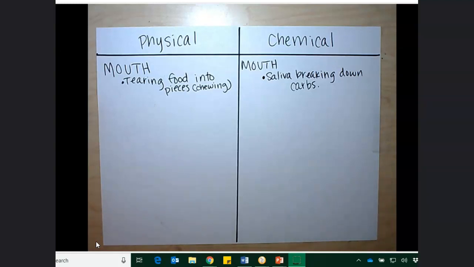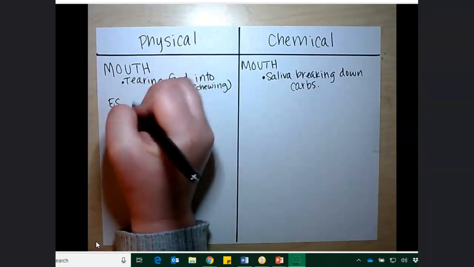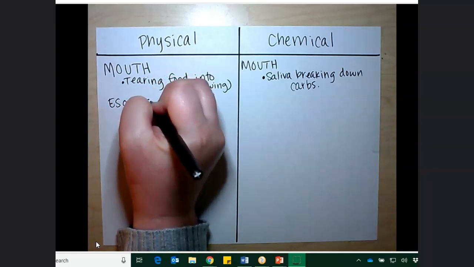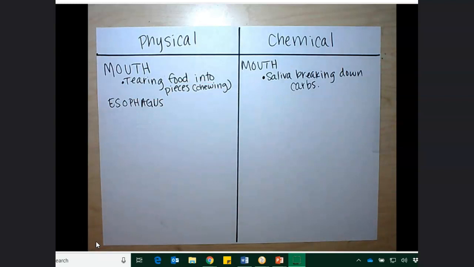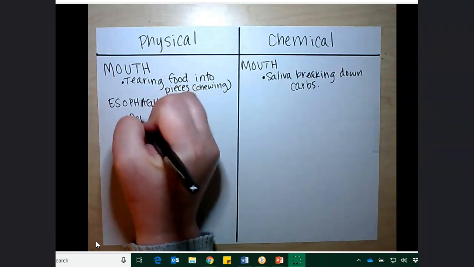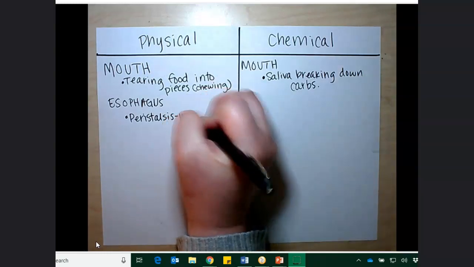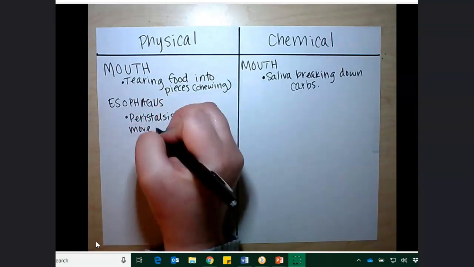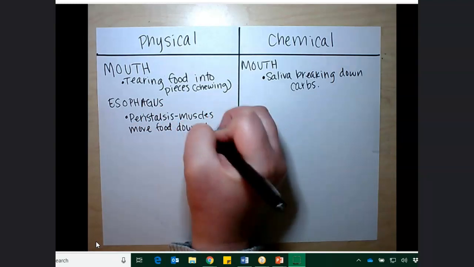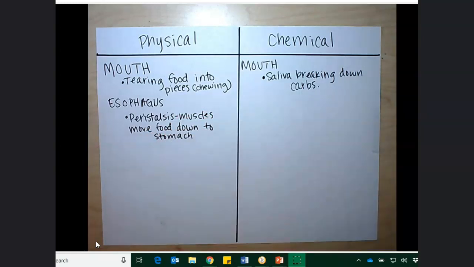Okay. The next thing is in our esophagus. Now, in your esophagus, you are moving the food, and this is called peristalsis, which is a fun word. This is when the muscles are moving your food down to the stomach. So peristalsis is like a wave-like motion that's happening with your muscles. What you just need to know is that the food is simply moving, but not changing. It's just changing its location. So, muscles move food down to stomach. During this time, there isn't a chemical change happening in the esophagus. So we're just going to leave that side blank for now.